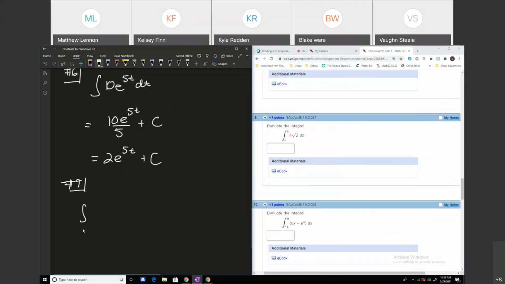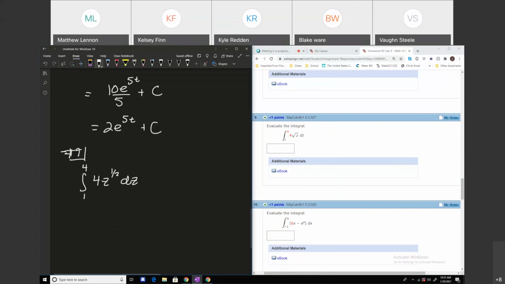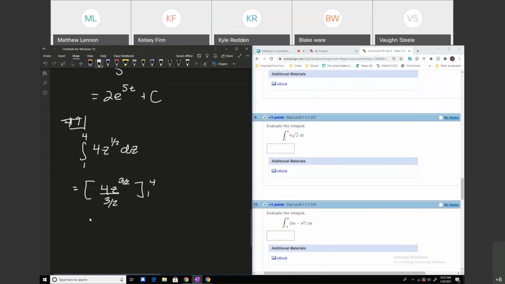So the integral from 1 to 4 of 4z, and remember, square root is really 1/2 as an exponent. So that's the main thing. So you add 1 to the power and then divide by it. So it'll be 4z. 1/2 plus 1 is 3/2. We're dividing by 3/2. We're going from 1 to 4. Remember, with definite integrals, you don't have to worry about that c. So that's really 4 times 2/3, which will be 8/3.